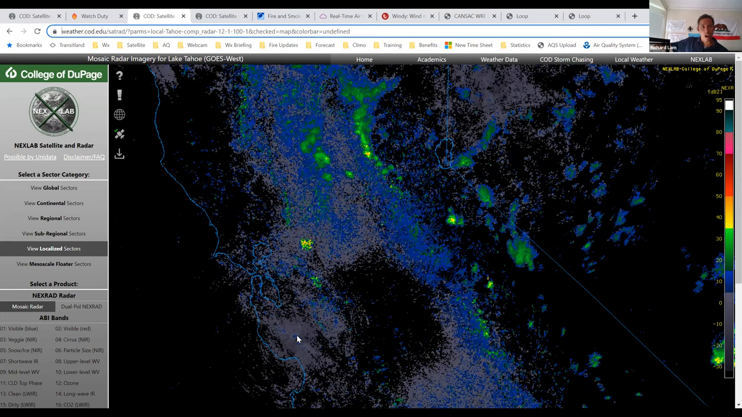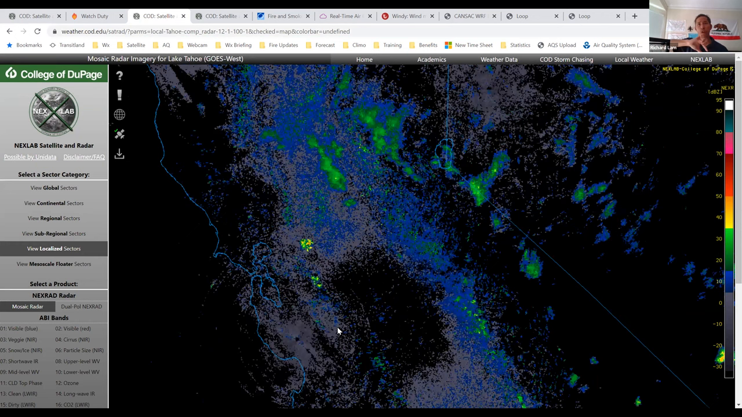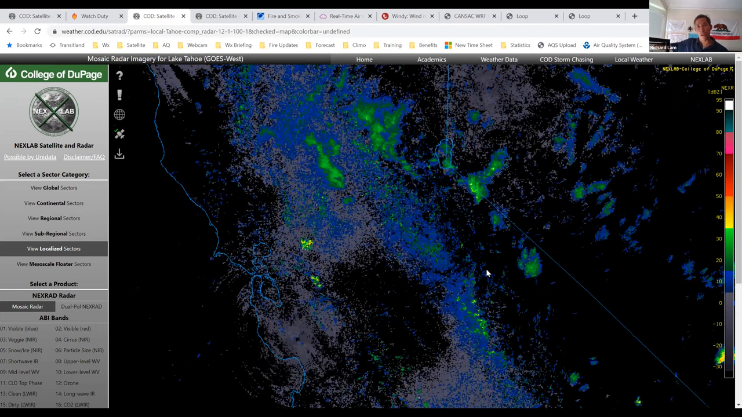The radar location is in Santa Cruz County, and then it just shoots out. When the radar beam goes out in distance, it goes up in height. So by the time you get to this area in the Sierra Nevada, it's looking at maybe 20,000 feet or so.